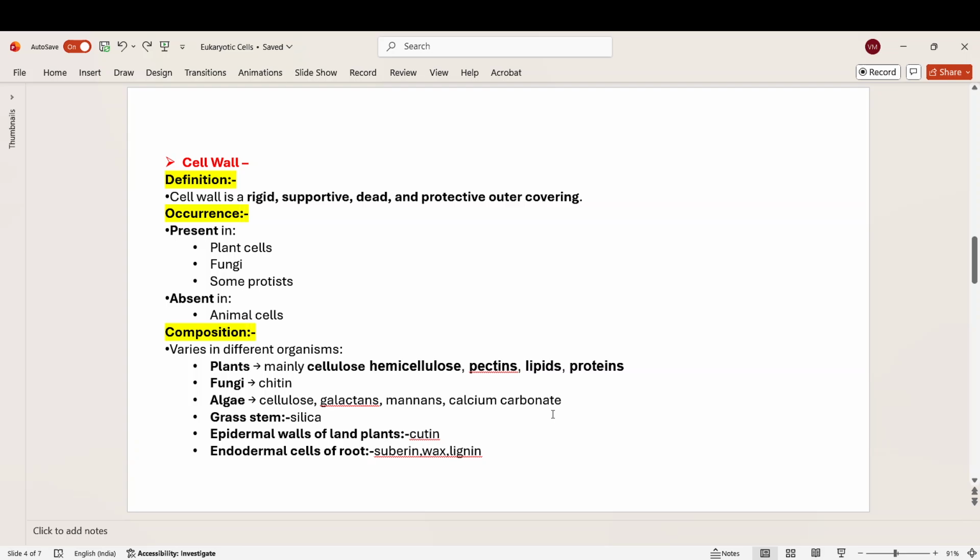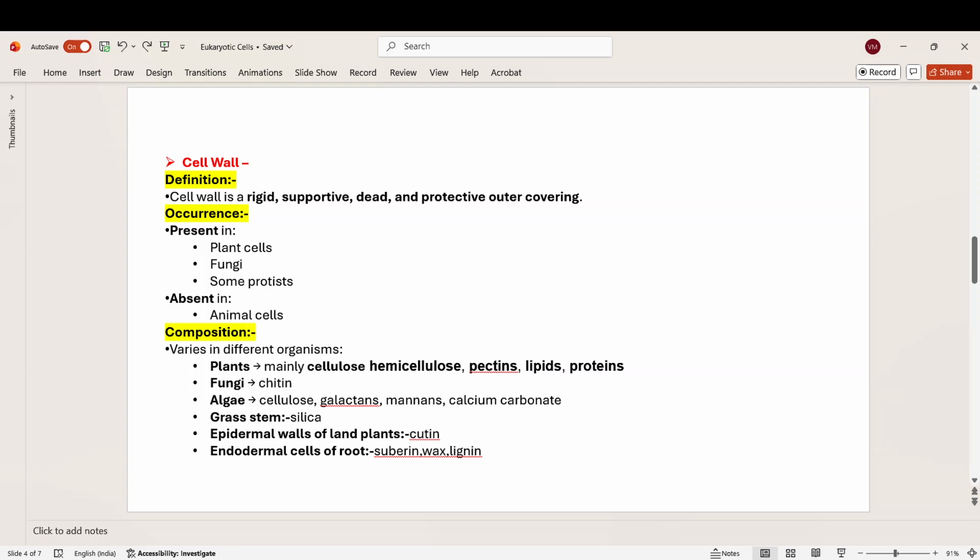The composition of the cell wall varies depending on the organism. In fungi, the cell wall is made up of chitin. In plants, major components are cellulose, hemicellulose, pectin, along with lipids and proteins, as we saw before. Next, in grasses, it is made up of silica. The epidermal walls of plants contain cutin, and the endodermal cells of roots show deposits of suberin wax and lignin. These substances make the cell wall rigid, protective, and capable of providing structural support.